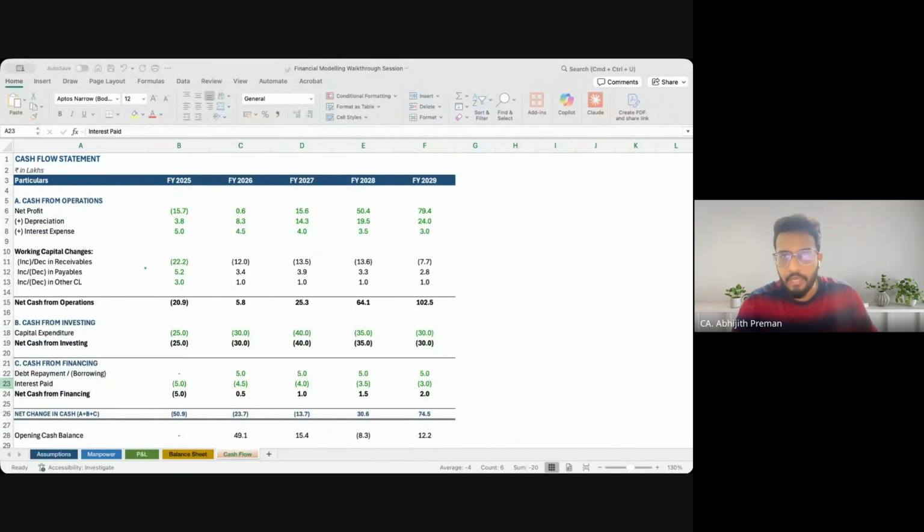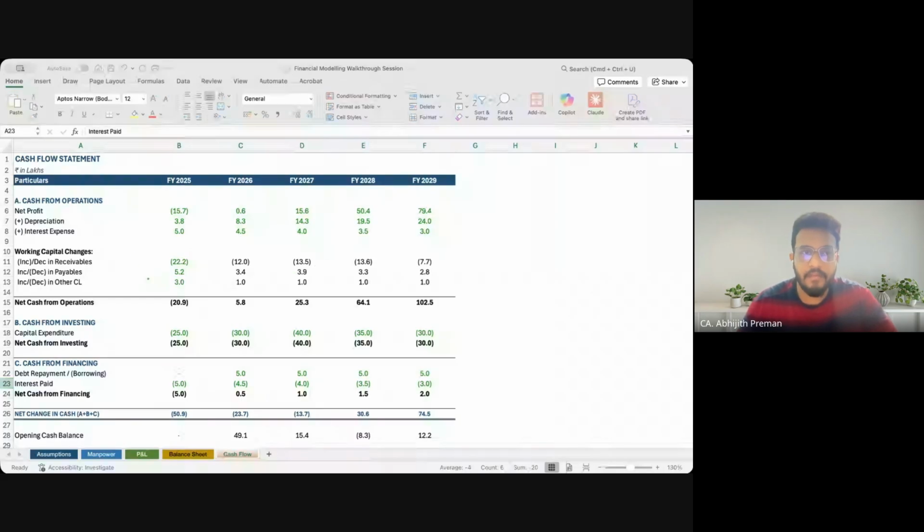But in the 15, how is minus 15.7 coming? It's coming from 1.8 crore revenue. Of the 1.8 crore revenue, 22.2 lakhs is yet to be received, so that we should deduct from the cash flow. So that is how this 22.2 is deducted. Similarly, the net effect is deducted in all the years.